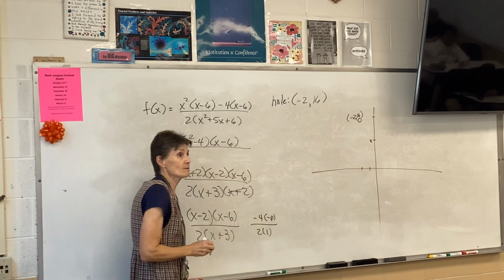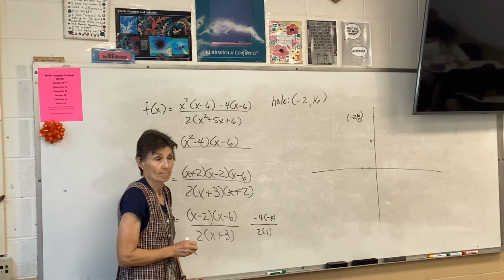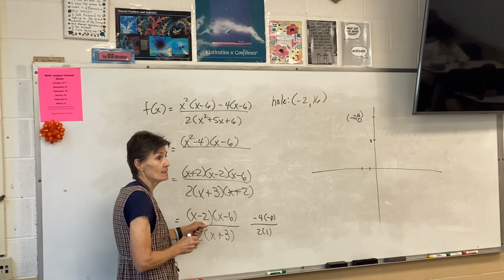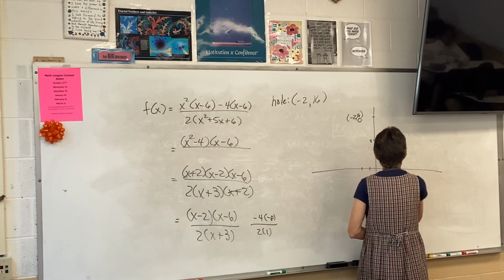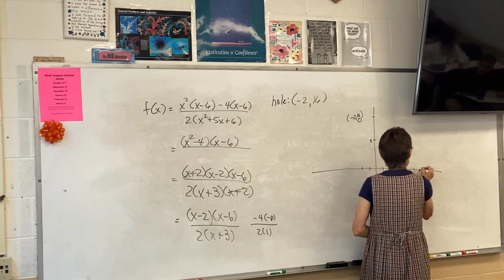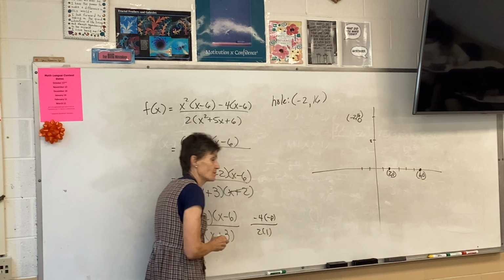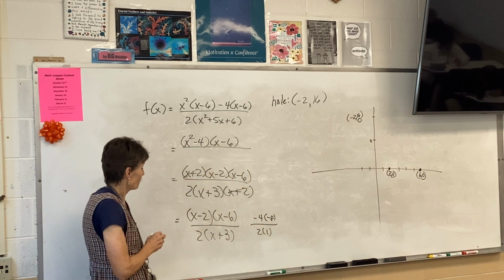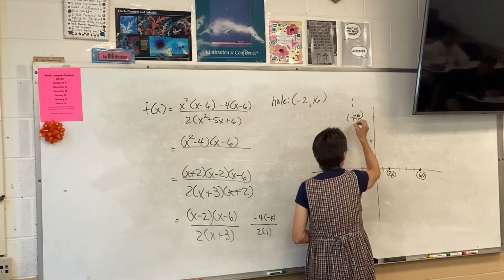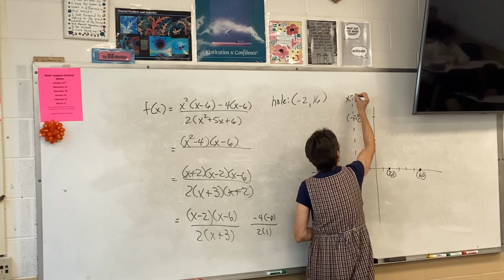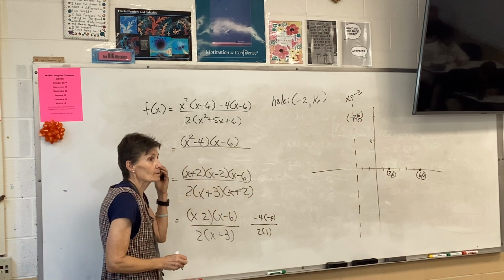All right, what else can I put in my picture? Zeros are going to be at 2 and 6. So x equals 2, 3, 4, 5, x equals 6. Good, got that, perfect. All right, what else can I put in there? A vertical asymptote at x equals -3. Perfect.